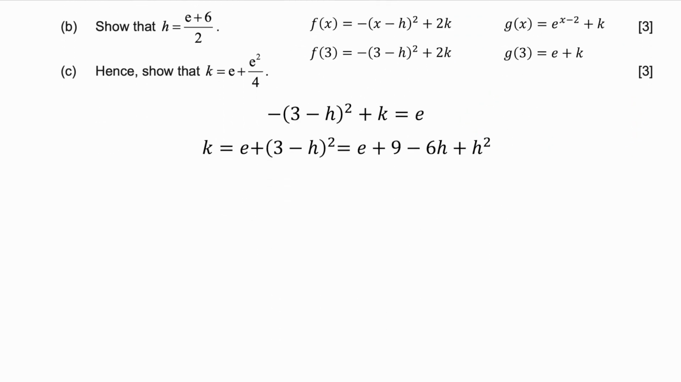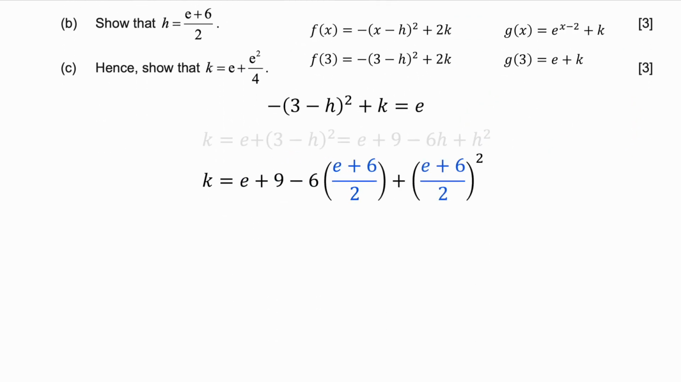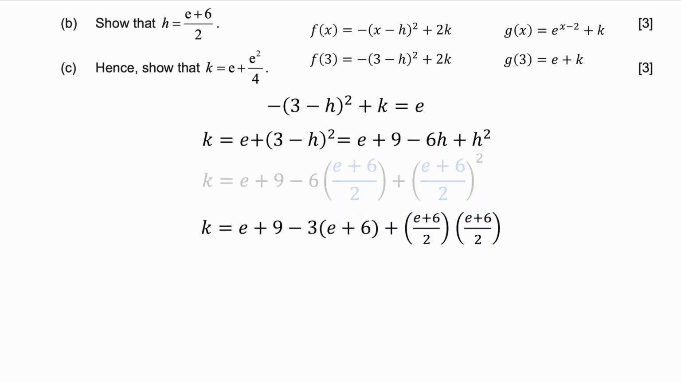So e plus 6 over 2 replaces all the h's like this. It's the same equation, we just replaced all the h's with that. And we've got minus 6 divided by 2, that becomes 3. So we've got minus 6 multiplied here, and we've got divide. Minus 6 divided by 2 is 3. So that simplifies very nicely.